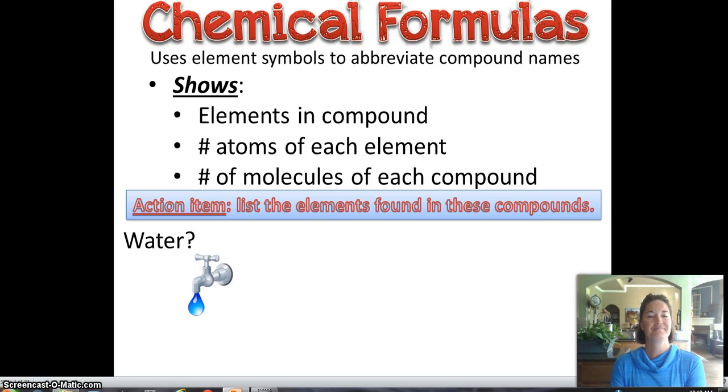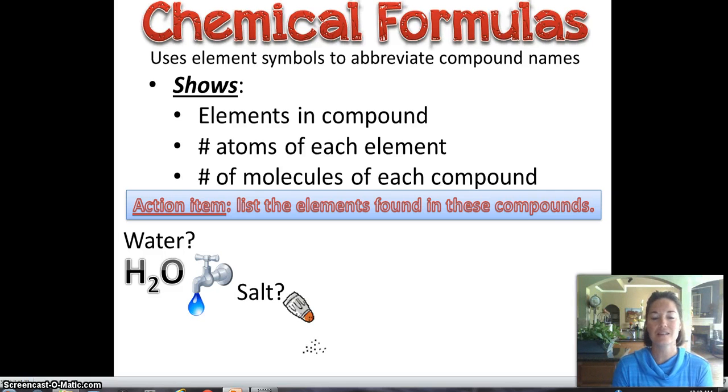So do you know the chemical formula for water? I bet you do. It's H2O. This is the chemical formula, an abbreviated way to spell out water. This chemical formula tells me that there are two elements found in a water compound, hydrogen and oxygen. It's important that you know your chemical symbols in order to interpret chemical formulas, and that's why we had you make those flashcards a little while back.